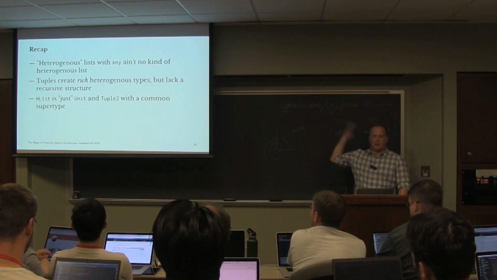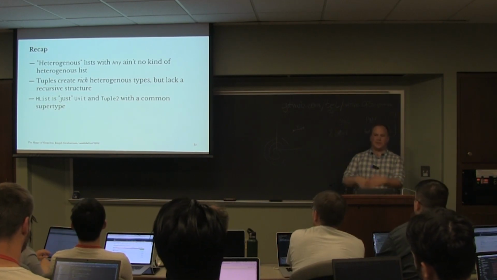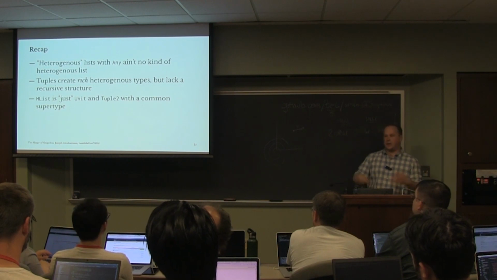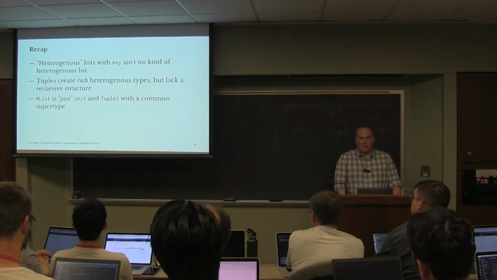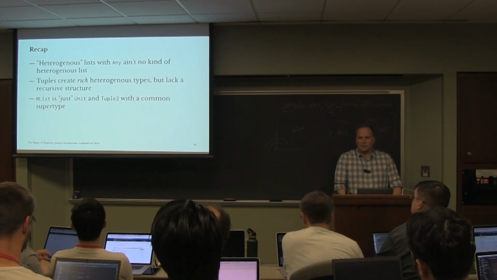So heterogeneous lists with Any ain't no kind of heterogeneous list. That's not what we're talking about here. It just isn't interesting. You can't do anything fun with it. Tuples are the generators of rich heterogeneous types. Are there other ways to do this?